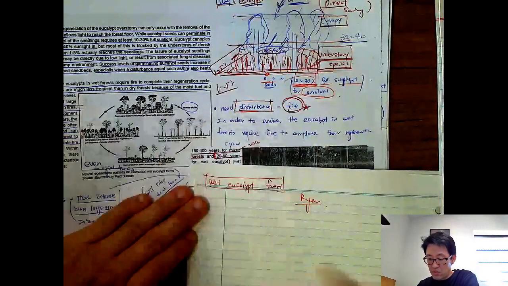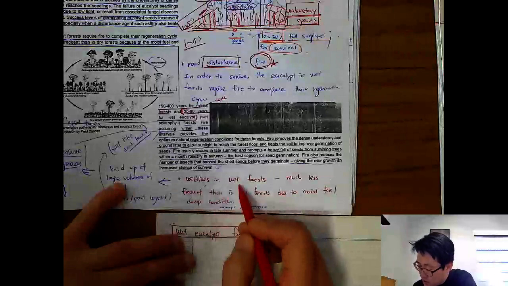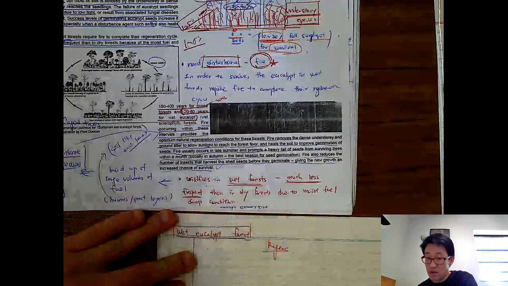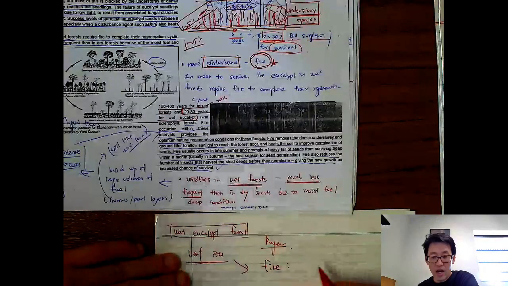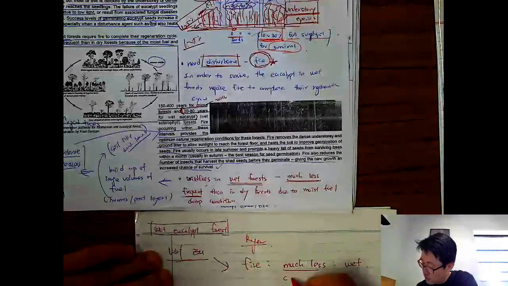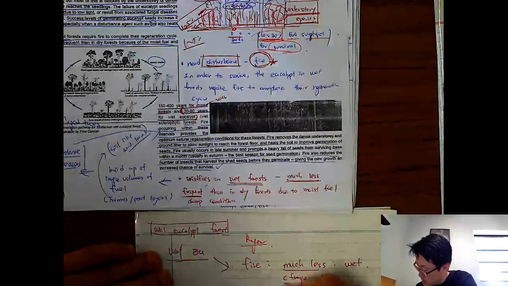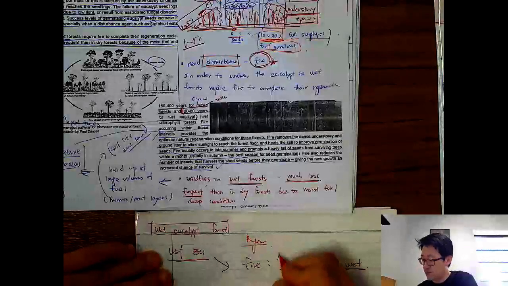I'll summarize that part. Make sure you read that, and I'll continue to summarize here. Wildfires in wet forest are much less frequent. You must notice frequency. So wet eucalypt forest fire behavior is much less. Why do you think it's much less? Because this is wet, the frequency is much less. You must know these characteristics.